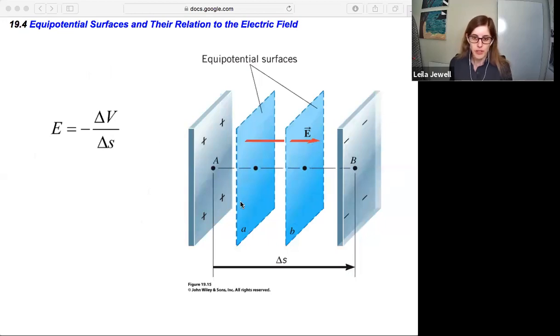Note we also have another way we can calculate the electric field here. With this parallel plate capacitor, we can get the electric field if we know the electric potential difference, and we divide it by the distance between those plates with a negative sign. That will also give us the electric field.